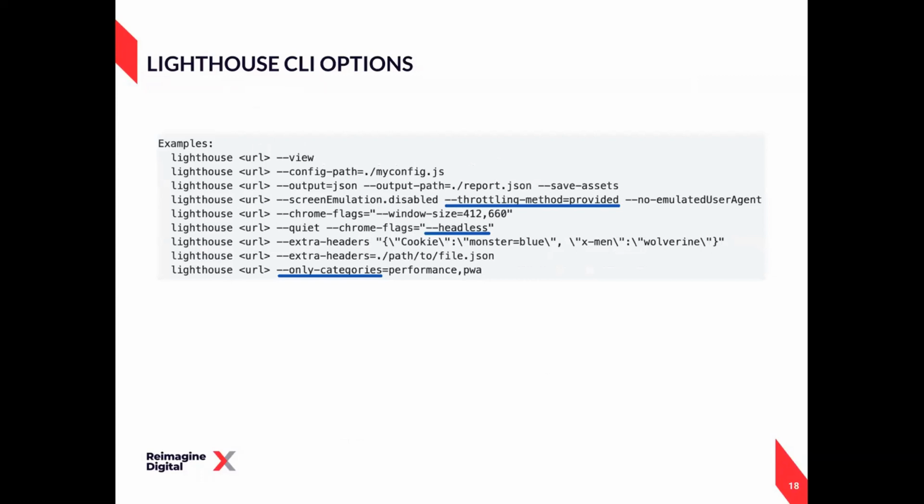And another cool option is that you can adjust the network throttling, which means that you can emulate, for example, 3G or 4G network connection, or even make it a very low bandwidth.